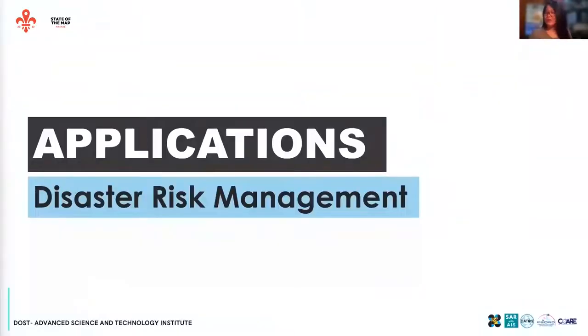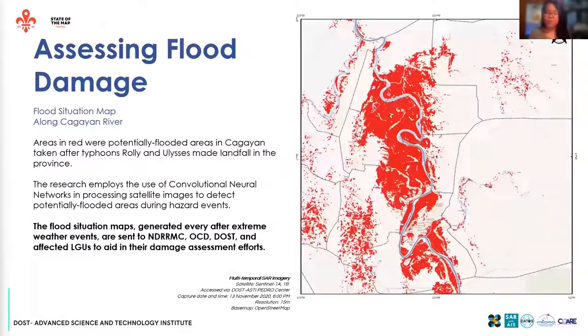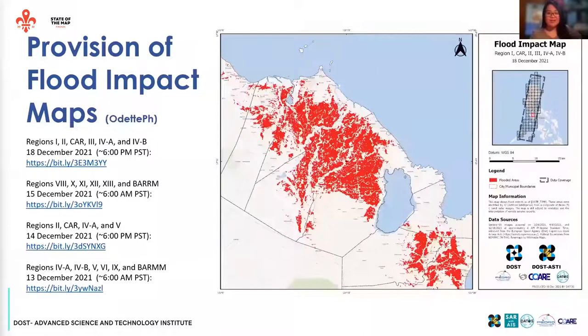So what are the applications of the DATOS project? Number one is disaster risk management. The continuous disaster activity of DATOS is the provision of flood extent maps as well as the assessment of flood damages. The flood situation maps generated after every extreme weather event are sent to NDRRMC, to OCD, to DOST, DOST regional offices, as well as affected LGUs to aid in their damage assessment efforts. Such datasets are also posted on the DATOS Facebook page for public consumption.